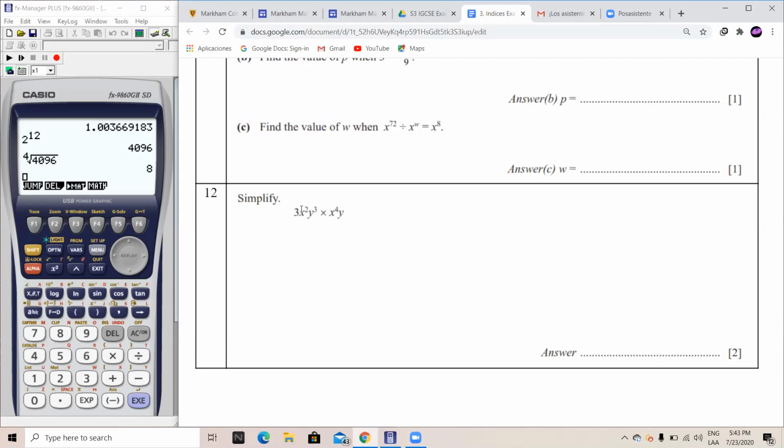So here we have x, and here we have x. So we're going to multiply, so we add the powers. 2 plus 4 would equal 6. So the first part is going to be 3x to the power of 6. And here we have y, and in the other part we have y, which is the same base, and this is basically just y over 1. So if we add 3 plus 1, it would be 4. So the final answer would be 3x to the power of 6, y to the power of 4.